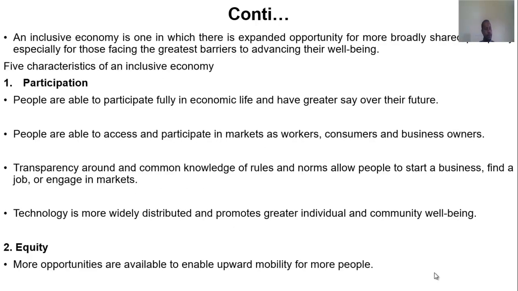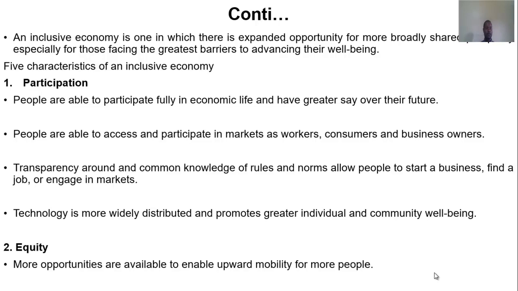An inclusive economy is one in which there is expanded opportunity for more broadly shared prosperity, especially for those facing the greatest barriers to advancing their well-being. Okay, an inclusive economy is wherein opportunities are expanded. Okay, five characteristics of inclusive economy: participation.